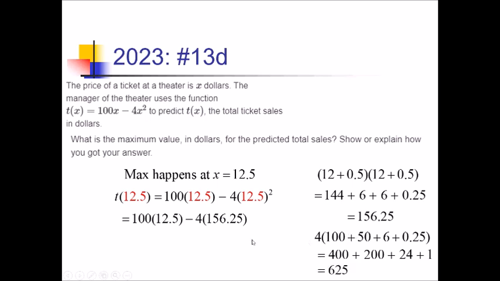So going back through here, we have 100 times 12.5. Just move the decimal twice because there's 2 zeros. So that's 1,250. Minus, we just figured out that this was 625. And if we subtract that, that's going to be another 625. Well, that's interesting. So $625 is the most sales we're ever going to get for this theater here.